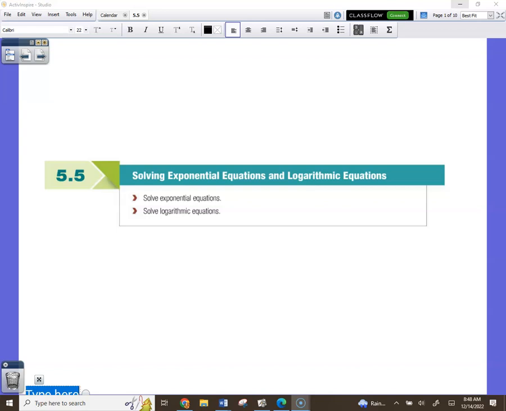Okay, so let's look at 5-5, your 5-5 notes. There's nothing new here except that now it's an equation. Instead of an expression before, where you just rewrite it or type it in the calculator, now it's going to have an equal sign, so you're actually solving, okay?